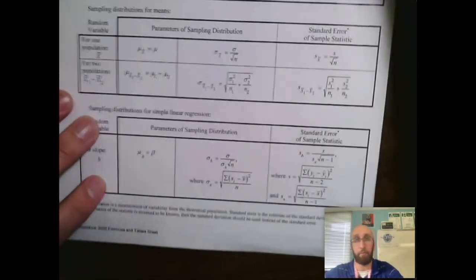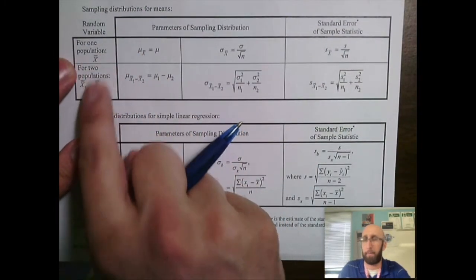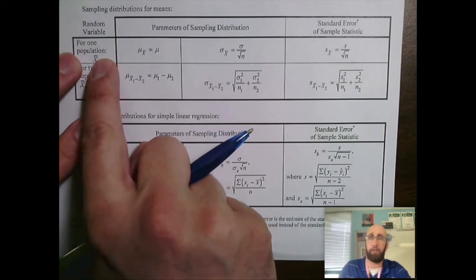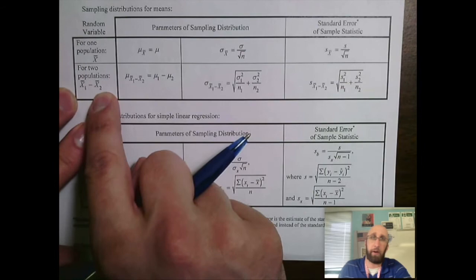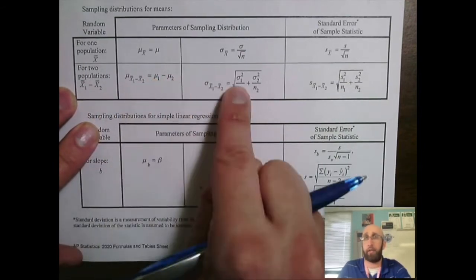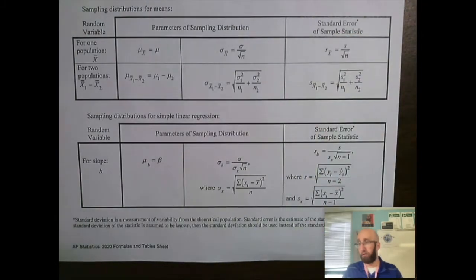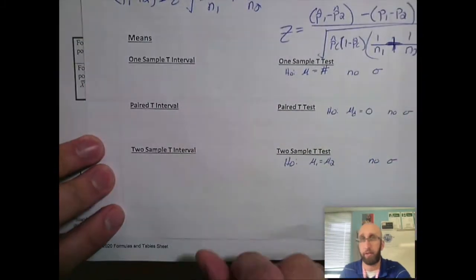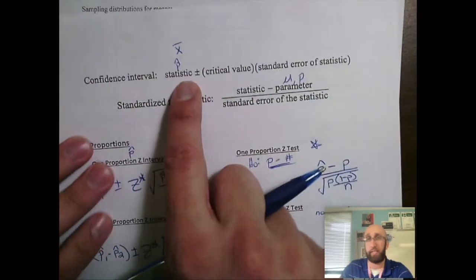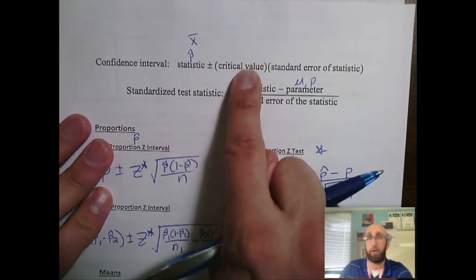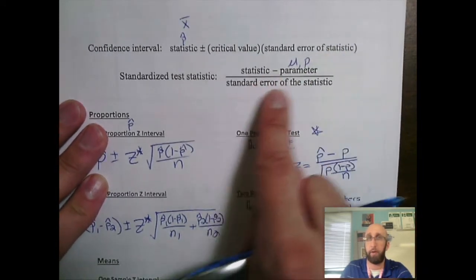On the AP formula sheet, they give you, hey, are you dealing with a single population, or are we dealing with two? If you're dealing with a single population, here is your sampling distribution center and standard deviation. If you're comparing two populations, here is the center and standard deviation. They also include the standard error, which is going to be extremely helpful when we come up with our intervals and our tests. So for a one sample t-interval, follow that same formula: statistic plus or minus critical value times the standard error of the statistic, which we might lean on the AP formula sheet for.